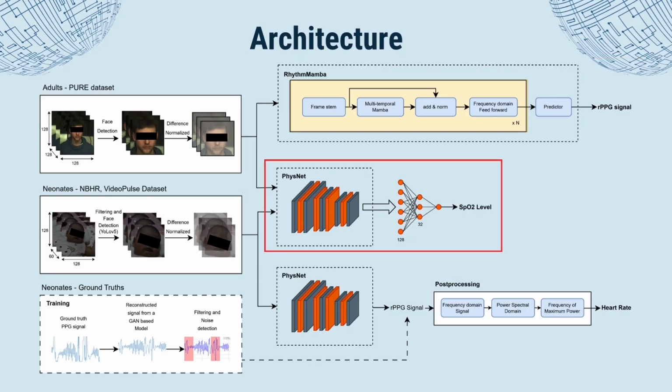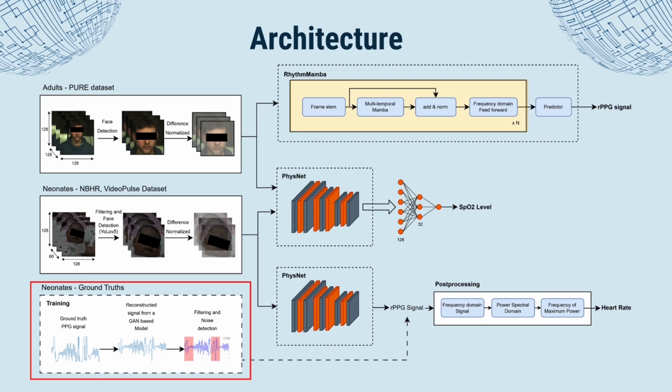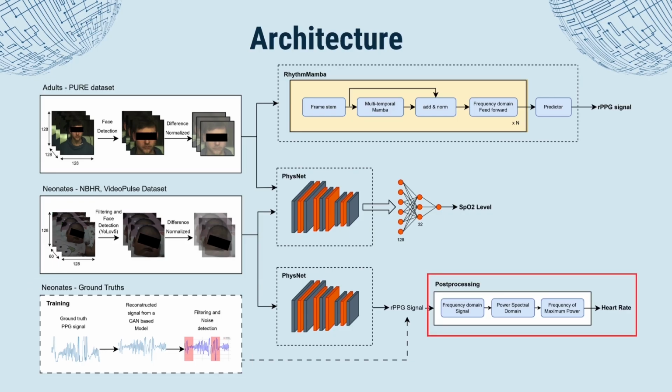For SpO2 estimation, we use a modified PhysNet model that outputs SpO2 levels directly from the video frames. To improve accuracy in neonates, we train using clean ground truth PPG signals that are reconstructed and filtered for noise. Finally, we extract the heart rate by analyzing the frequency domain of the predicted rPPG signal.